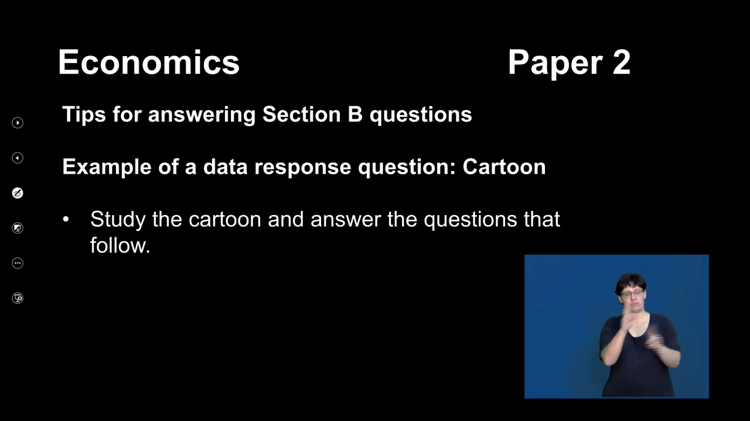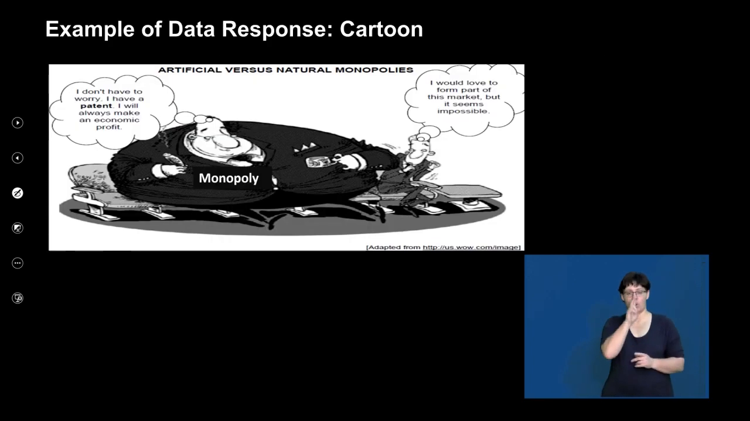Examples of data response questions, ideally from a cartoon. You are given a cartoon, so they say study the cartoon below and answer the questions that follow. Let's look at the cartoon. There is our cartoon there. It says artificial versus a natural monopoly. Then we have got that guy there who is our monopoly, and they say, I don't have to worry, I've got a patent. I will always make an economic profit. And then there is another guy there next to him who says, I would love to form part of this market, but it seems impossible.